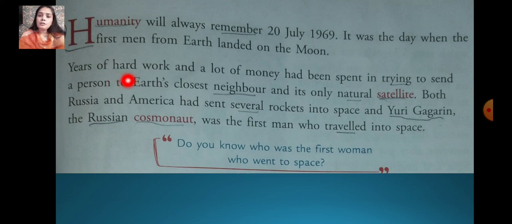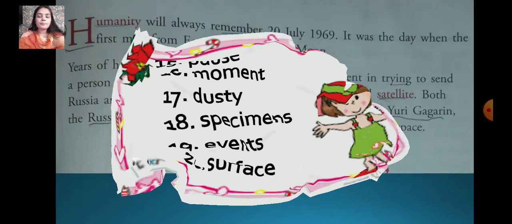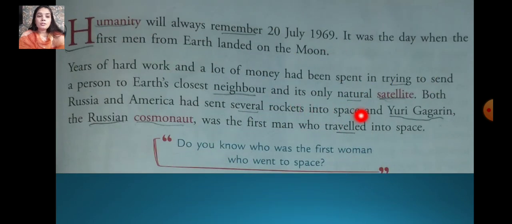So after years of hard work, and spending lots of money, NASA spent lots of money in trying to send a person to the Earth's closest neighbor and its only natural satellite. Both Russia and America had sent several rockets into space. In space means up. And who is Yuri Gagarin? He is the Russian cosmonaut. He was the first man who traveled into space.